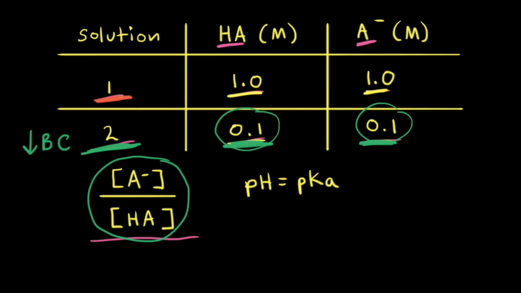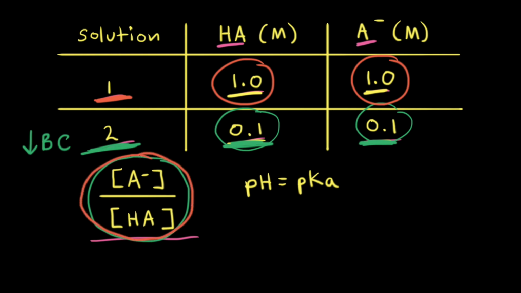Buffer solution number 1 has a higher concentration of weak acid and conjugate base compared to buffer solution number 2. Therefore, if we were to add either acid or base, this ratio would change slower than in solution number 2. And so solution number 1 has a better capacity to neutralize either added acid or added base. So we say that solution 1 has a higher buffer capacity.